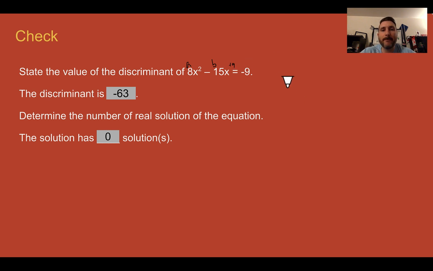So b squared is 225 minus 4 times 8 times 9. We end up with minus 8 times 9 is 72 times 4 would be 288. We can see right away we're going to get a negative answer, negative 63, which means there's no solution.